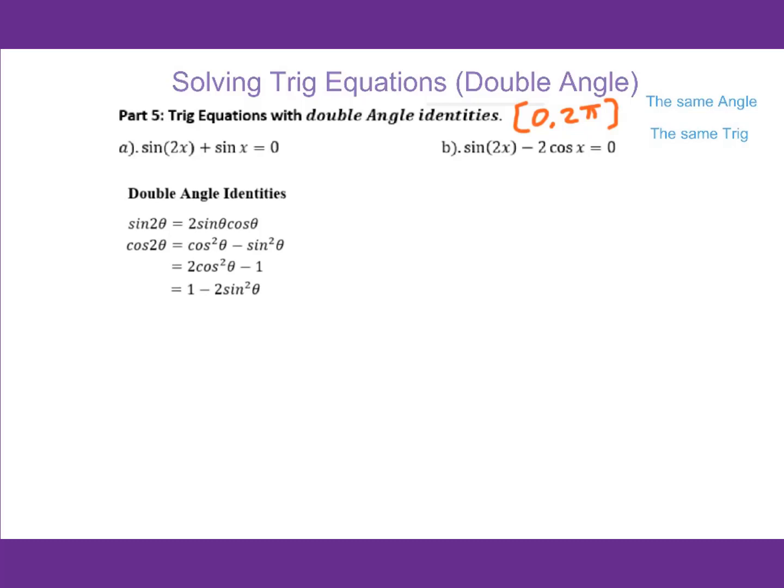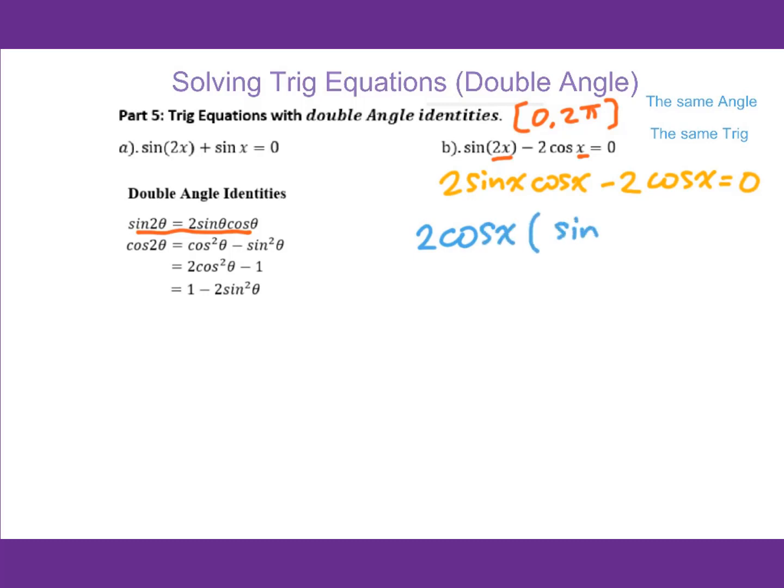For sine 2x minus 2 cosine x equal to 0, check the angle is different. That's why you have to use the double angle identity, changing into the same angle. So we get 2 sine x cosine x minus 2 cosine x equal to 0. Common factor will be 2 cosine x. So we get sine x minus 1 equal to 0.